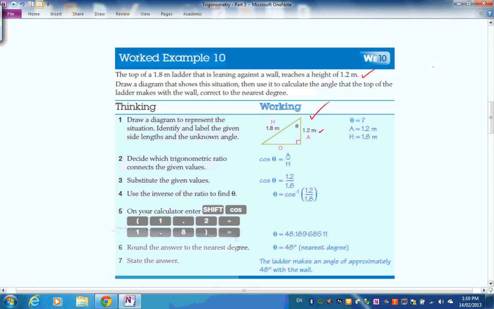So there it is there. Draw a diagram and find the angle that the top of the ladder makes with the wall. So we're trying to find that angle. And the ladder is 1.8 metres long and it reaches 1.2 up the wall.